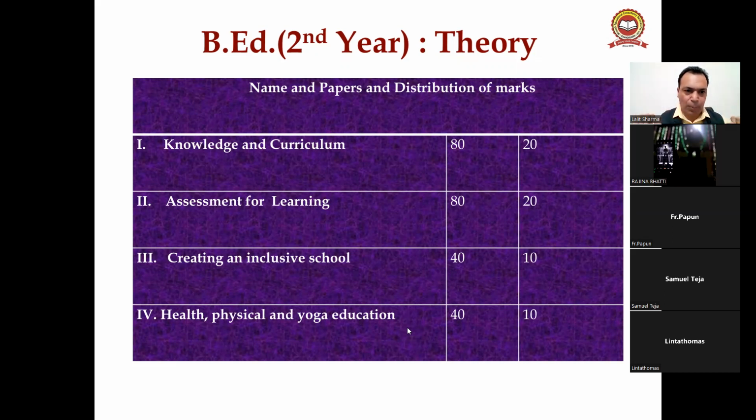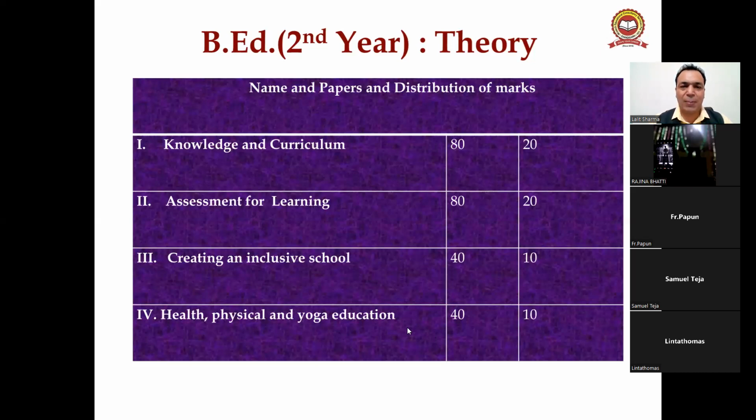See properly. The name of the first paper is knowledge and curriculum, paper 1 or paper 8. 7 papers you have given, right? Paper 1 is knowledge and curriculum. Second is assessment for learning. Third paper is creating an inclusive school. And fourth is health, physical and yoga education. Right, guys? So you have to appear for these 4 papers. Out of these 4 papers, 3 papers are of 100 marks and 1 paper is of 50 marks. You can see the marks distribution side by side.